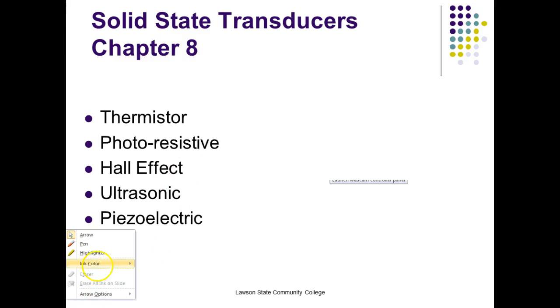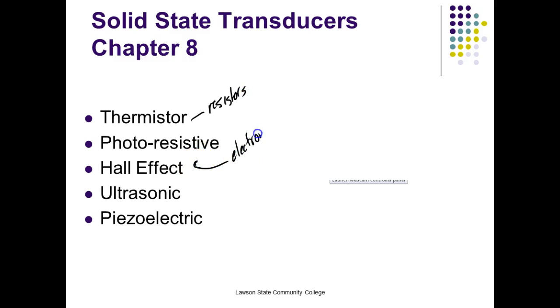So these are a little different. These guys right here are just resistors. Hall effects, these are electronic circuits. So right off the bat, as soon as I say electronics, it means we got to power these puppies up. These guys have got to have power applied to them. Okay, and it's going to be a DC quantity we're going to put on here.